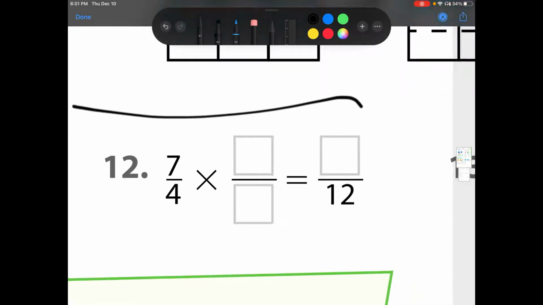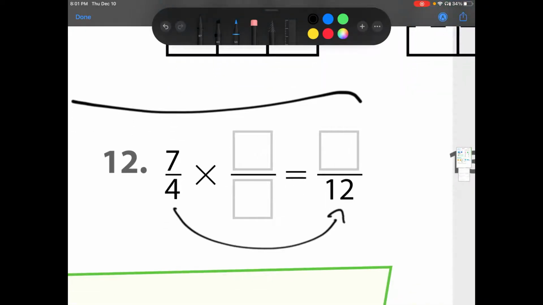Now here's our next one. How do we get from 4 to 12? Again, if we don't know our multiplication facts, it's going to be more difficult. But I do, and I know it's 3. 4 times 3 equals 12. And we have our saying, whatever we do to the bottom, we have to do to the top, so we need to multiply it by 3 also. 7 times 3 equals 21.